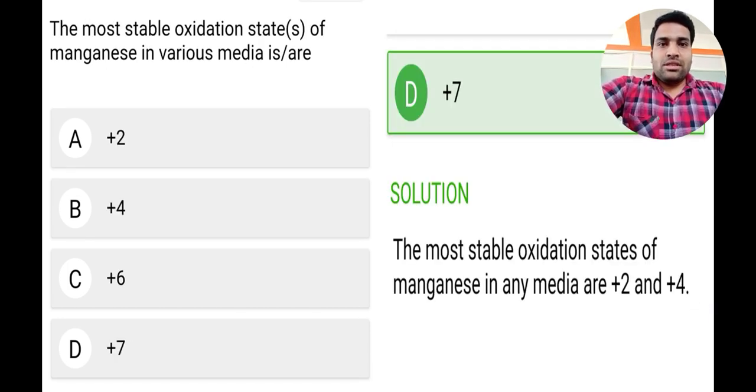So next, the most stable oxidation states of manganese in various media. Manganese exhibits a maximum oxidation state up to +7. So here we have the options, that is +2, +4, +6 and +7. The answer is +7, because the most stable oxidation states of manganese in any media are +2 and +4.